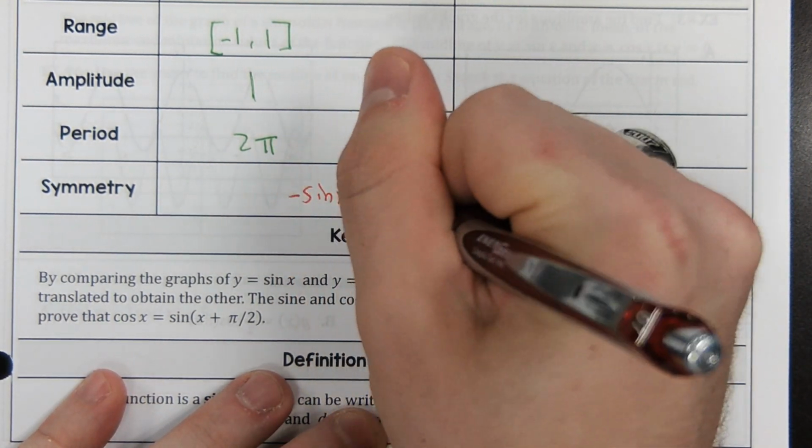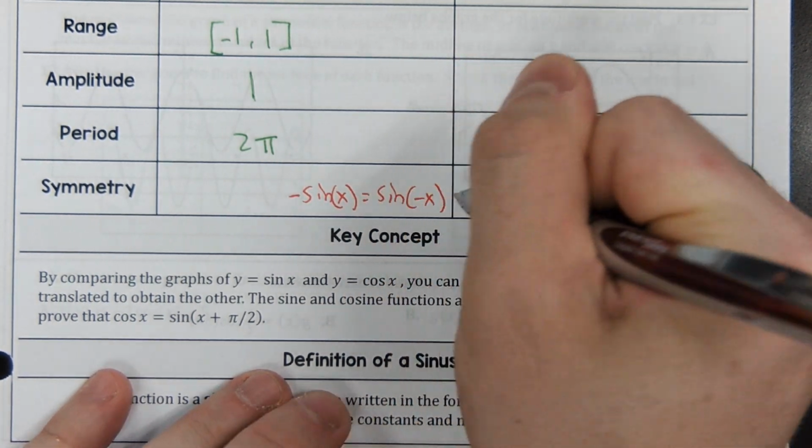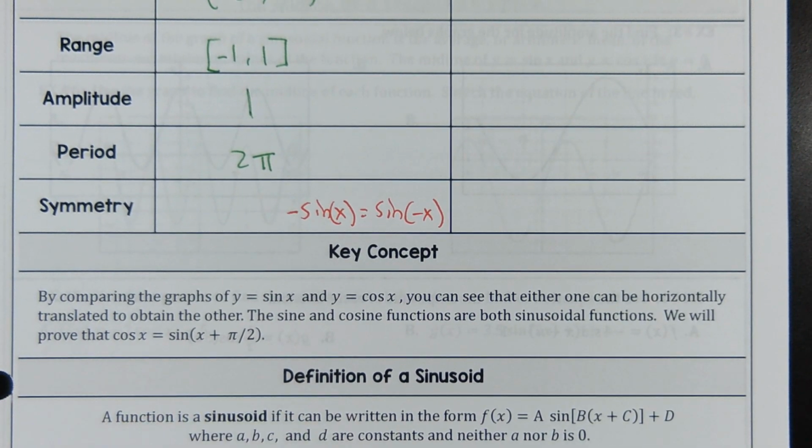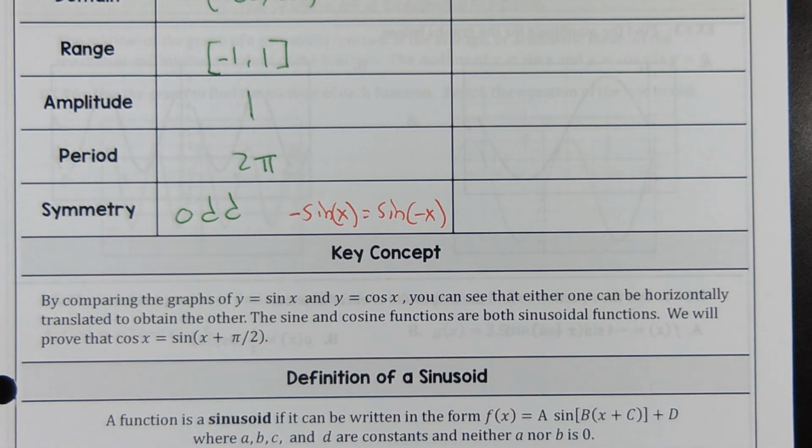Negative sine of x was equal to sine of negative x. Does anybody remember what kind of symmetry says reflecting over the x is the same as reflecting over the y? Odd symmetry. The parent sine function has odd symmetry. Isn't that neat? It's a very important concept. The symmetry of sine: oddly symmetric.